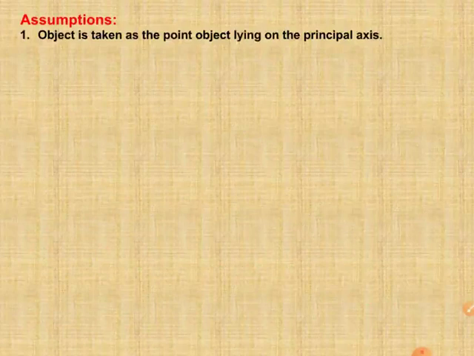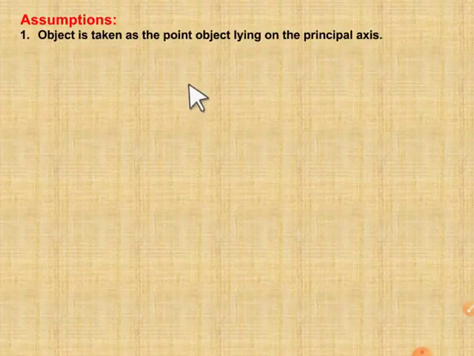Let's try to see what assumptions are to be taken while studying refraction through this spherical surface. These assumptions will also be the assumptions for the Lensmaker formula. At the time of the Lensmaker formula, the assumptions to be taken are the following assumptions that we are going to discuss.